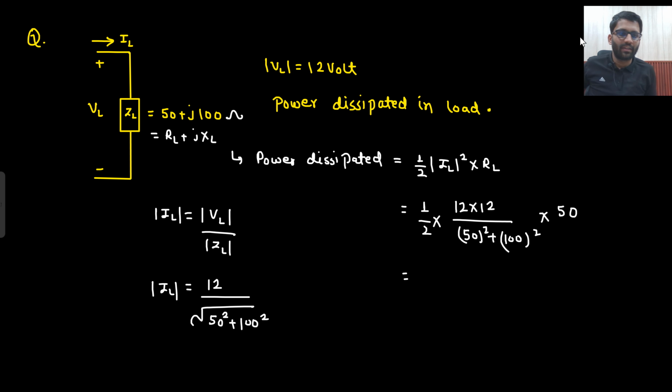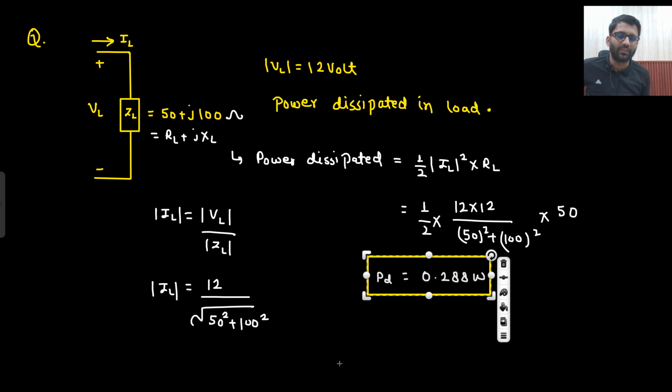So I will just solve it using the calculator and then I will write down the answer. So the answer is coming out to be 0.288 watt. Okay, so this is the power dissipated in the load. So that's the answer. So this is how we need to solve.